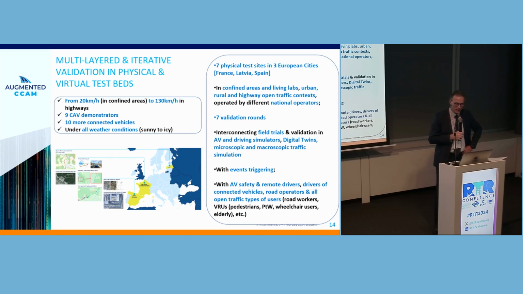Some of them will be in urban and more rural environments. Another one will be in highway operation, in open traffic. One important thing is that we also want to make some tests with different national operators. So the validation will run in 7 loops. Normally, at the end, we should get something very consistent in our project.